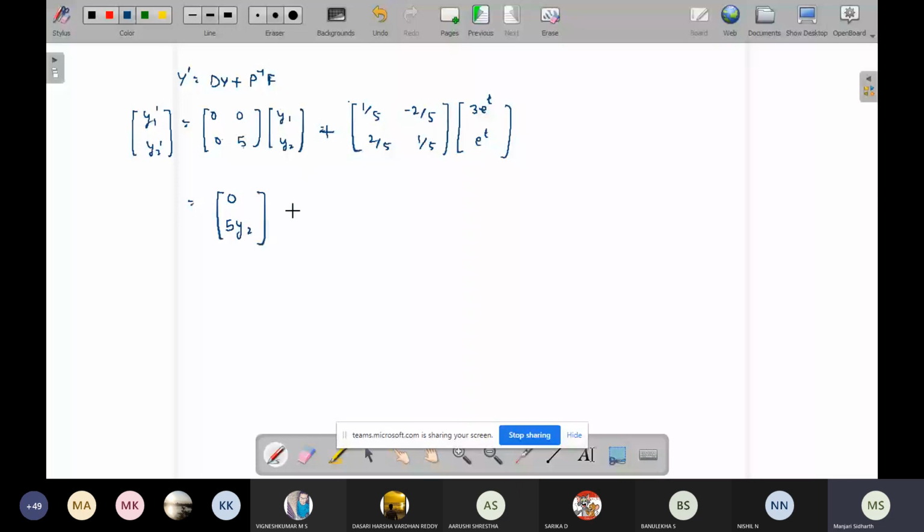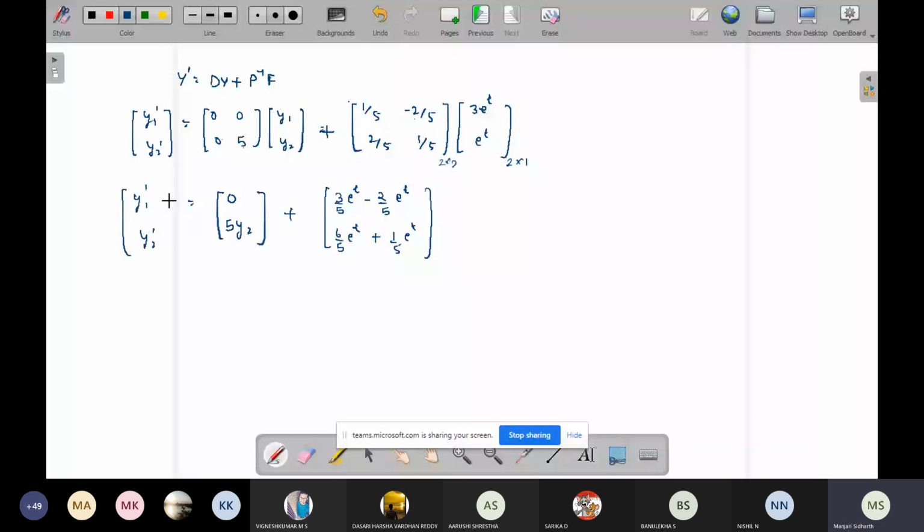Okay. Now when you are multiplying this, order 2 cross 2 with 2 cross 1, that means you will get a matrix of order 2 cross 1. So 1 by 5, 3 e power t, that means 3 by 5 e power t. Then it will be multiplied by this, that means 2 by 5 e power t. Then 2 times 3 is 6 by 5 e power t. Then 1 by 5 e power t. This is y1 dash, y2 dash.